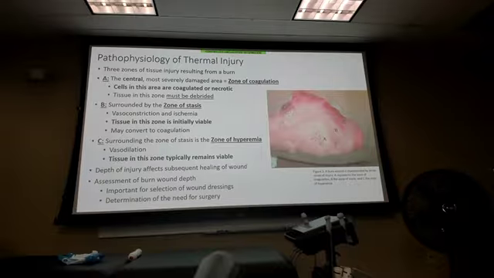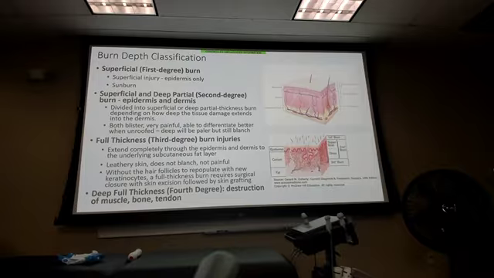Classifications. Old school, first, second, third, fourth degree. We don't use those terms anymore, but because everybody remembers those as the main component, we have them here so you can remember the relationship. Superficial is our first degree burn. It is the epidermis only. It only occurs in the epidermis. It's just going to have red skin, no blistering. You're not going to have any separation between the epidermis and dermis.